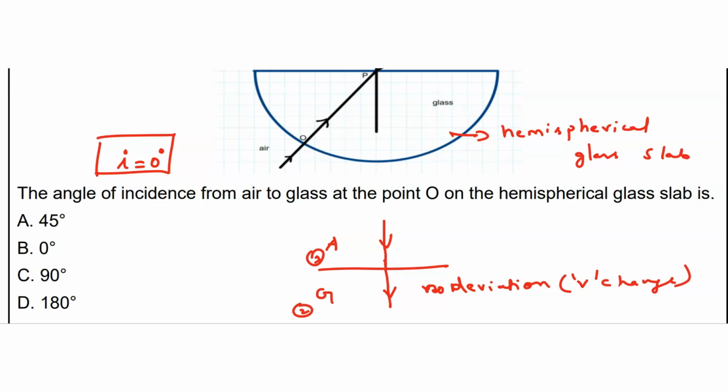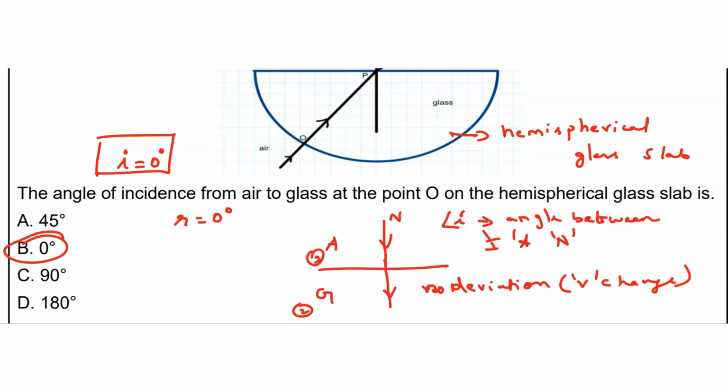Here in this case, how will you calculate the angle of incidence? Angle of incidence is nothing but the angle between the incident ray and the normal, right? Here this is the normal and the ray passes through normally, which means there will be no angle between the incident ray and the normal. That means if the ray is incident normally on the air glass interface, then its angle of incidence is 0 and the angle of refraction will also be 0 degree. So the answer for this question is B.